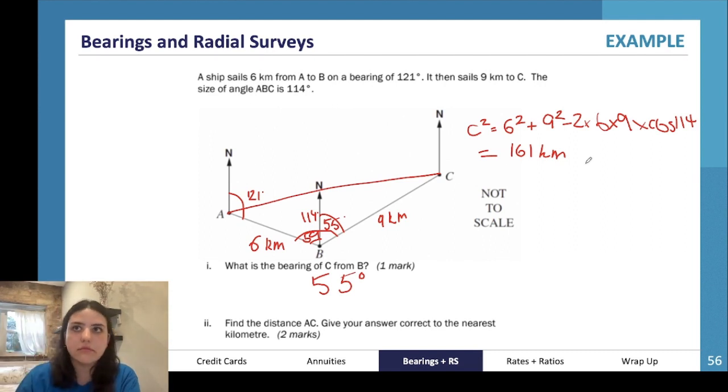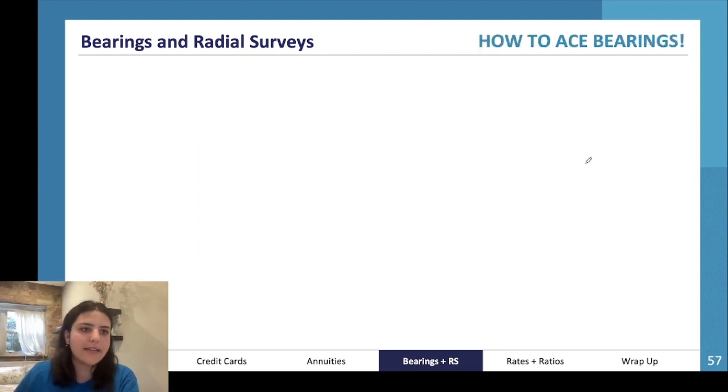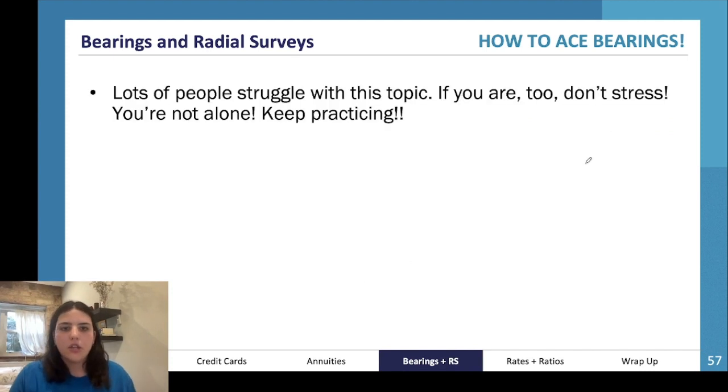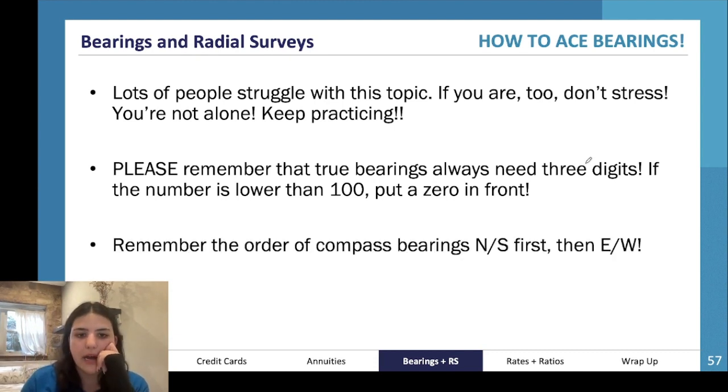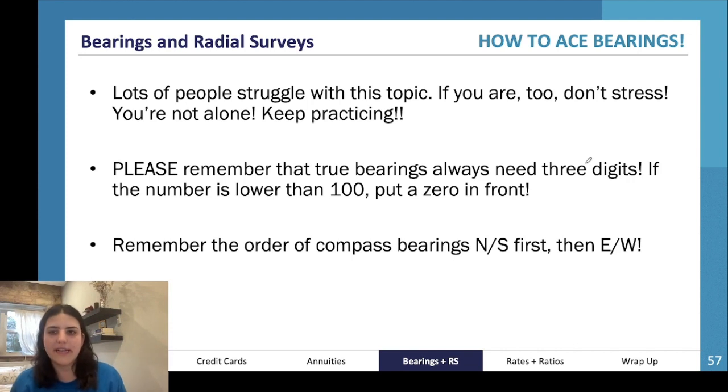Okay. So, how to ace bearings. Lots of people struggle with this topic. You're not alone if you think it's that hard. Please keep practicing. Remember that true bearings always need 3 digits as well. So if the number is lower than 100, you always put a 0 in front of it. So don't do like 62 true. You got to do 062 true. Okay, and then also remember the order of compass bearings. You're doing north, south first, and then east and west.